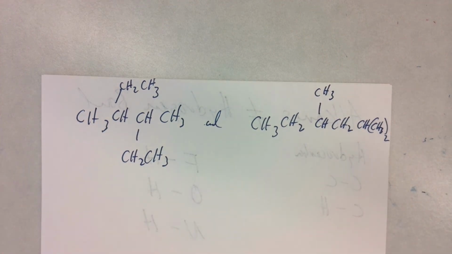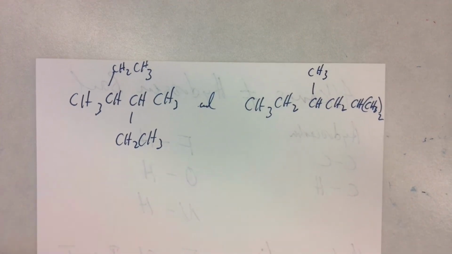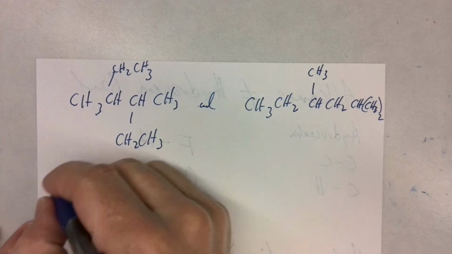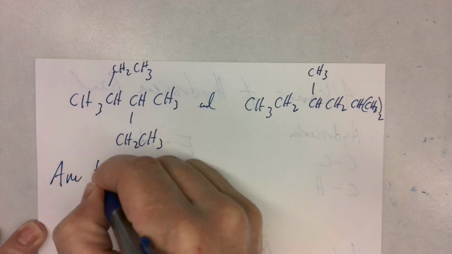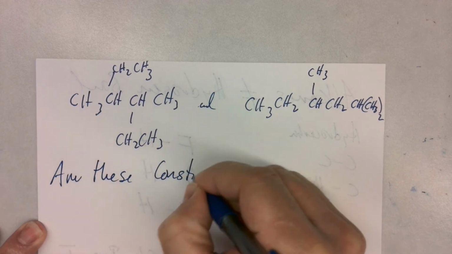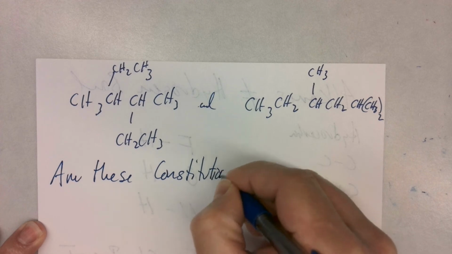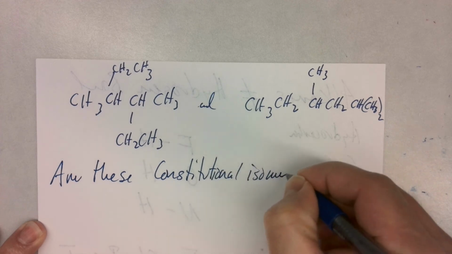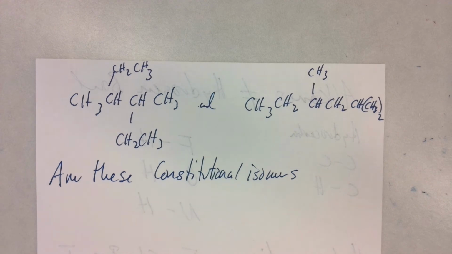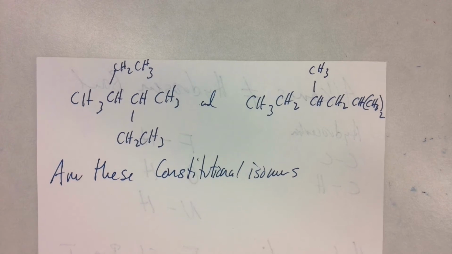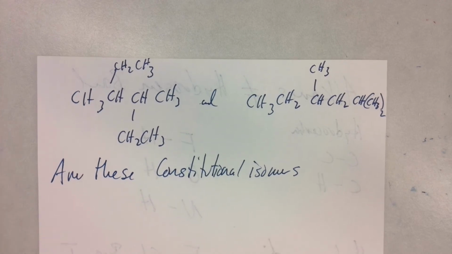Okay, so the question is, and there are 7 of these on the test in some way, shape, or form. They're going to ask you this. They're going to say, are these constitutional isomers? Which means they're arranged what? Who remembers what the definition of constitutional isomer was? Anybody remember that? I believe I wrote it down. They have the same formula. Say that again? I said they're arranged differently, but they have the same formula.